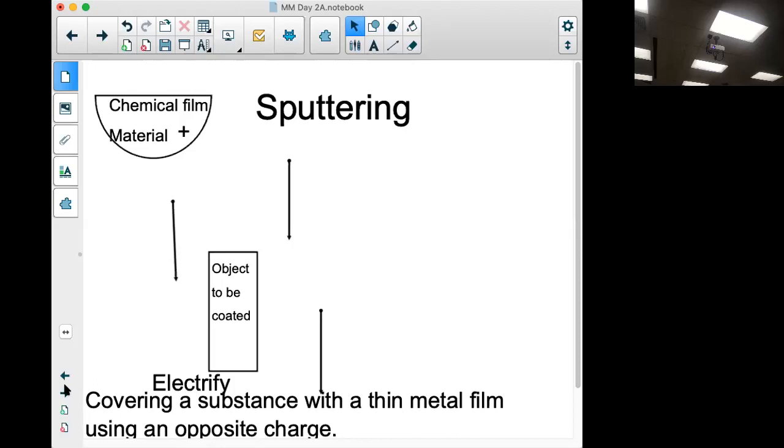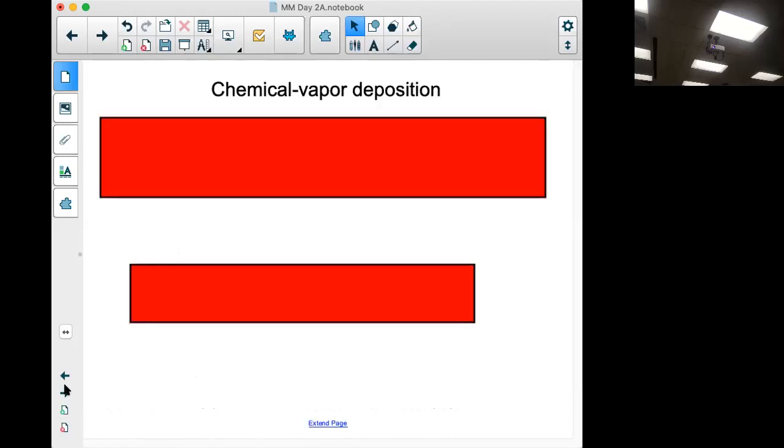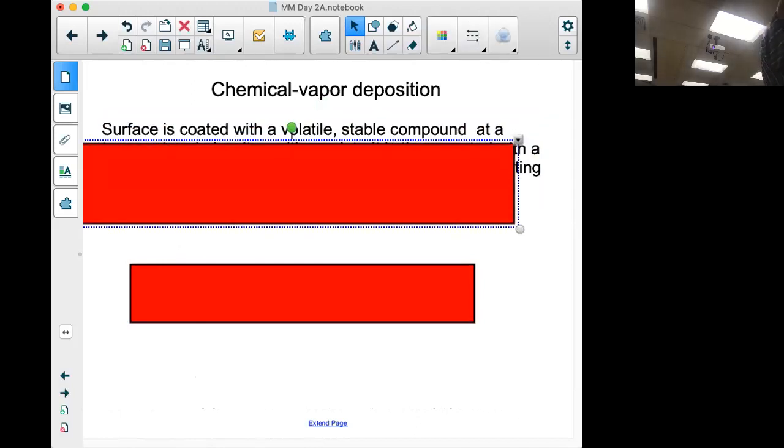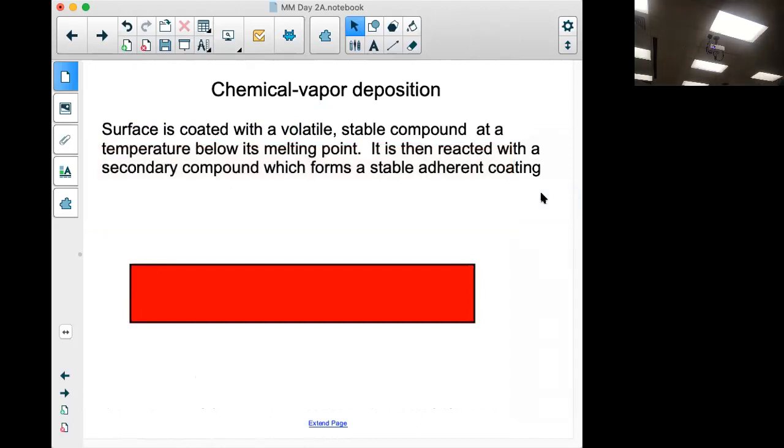All right, the last type is called chemical vapor deposition. Okay, chemical vapor deposition. In chemical vapor deposition, the surface is coated with a volatile stable compound at a temperature below its melting point. It is then reacted with a secondary compound which forms a stable adherent coating. Now, I'm going to give you quite a bit of time to write that down. That's the reason why I had it all down there. That's the full definition of chemical vapor deposition.